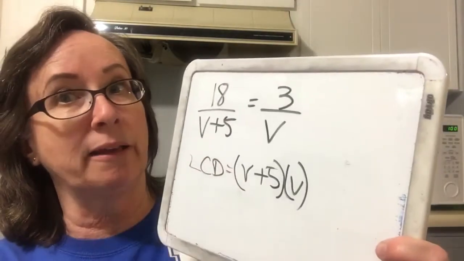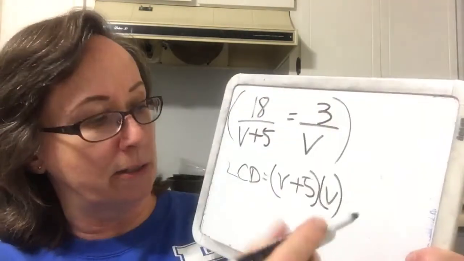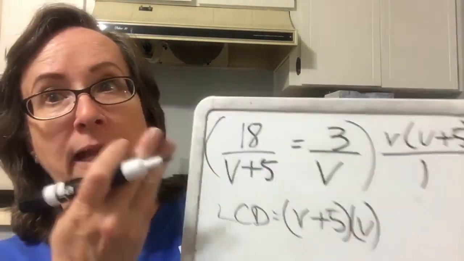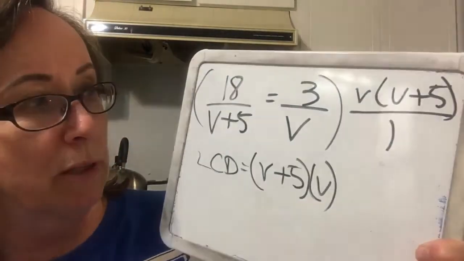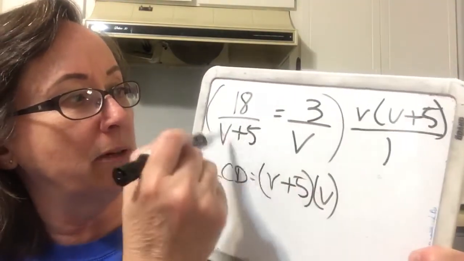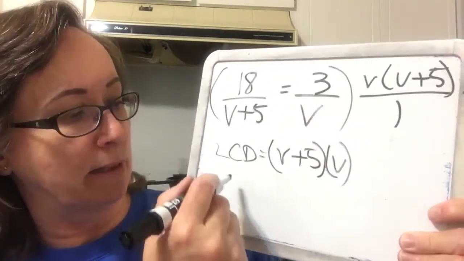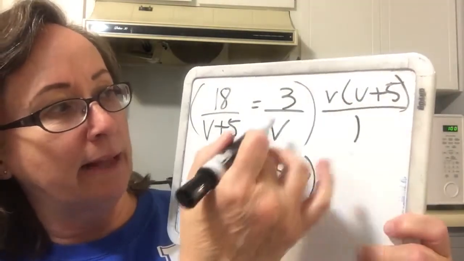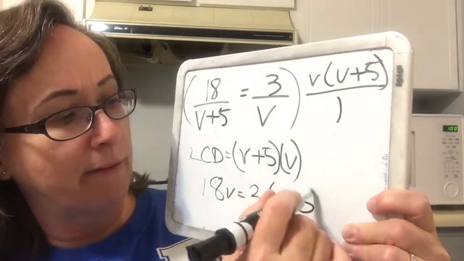So again, instead of putting them over the least common denominator, I'm going to multiply both parts by v times v plus 5 over 1, on the left and on the right. The only reason I'm only doing it on one side is because of the room on my little bitty boards here. So now I'm going to take this common denominator, multiply it by this term over here. The v plus 5s will cancel. I'll be left with 18v. On the right hand side, the v's cancel, and I'm left with 3 times v plus 5.